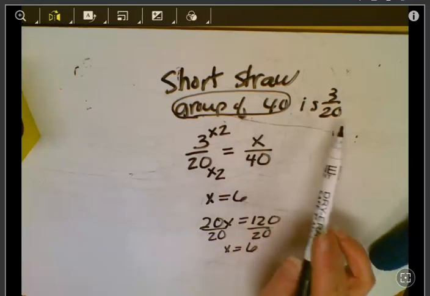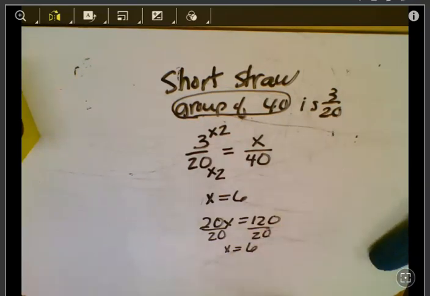So think of how you can make proportions to answer some probability questions as well. If you think you understand this one, you can click next to try some on your own.